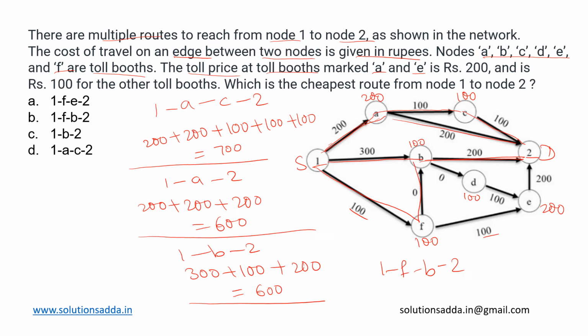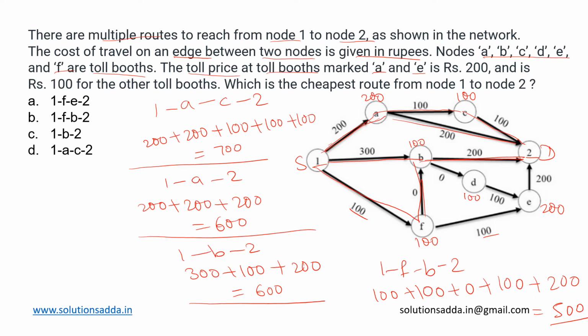This one is having the total cost as 100 for the edge, then 100 for the toll booth F, then 0 for this edge BF, 100 for the toll booth B, and finally 200 for the last edge. So this is giving us 500 in total. So this is the minimum till now.